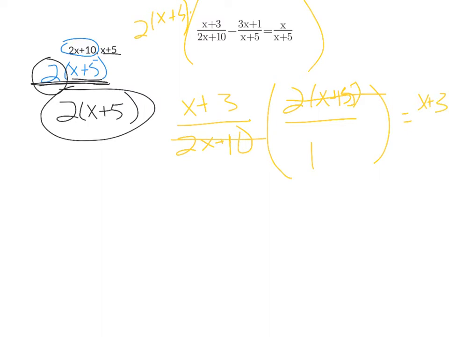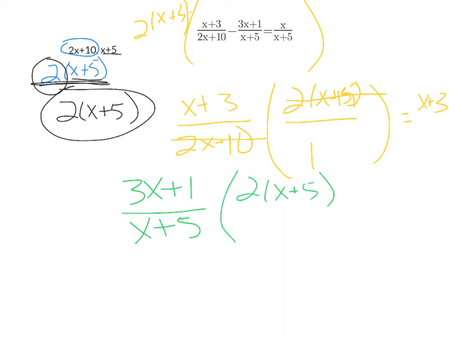Now I'm going to take my second term, 3x plus 1 over x plus 5, and also multiply it by the 2 times x plus 5 over 1. I notice that my denominator here and the numerator here both have a factor of x plus 5, which means the x plus 5 cancels out. Now I'm left with 3x plus 1 times 2, or 6x plus 2, over 1, or simply just 6x plus 2.